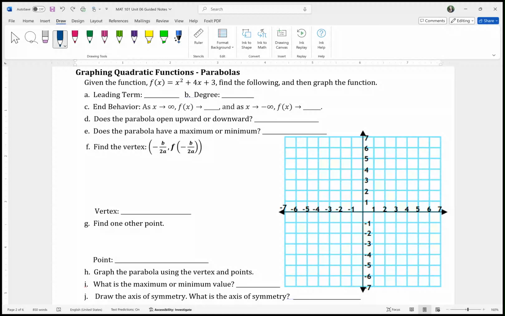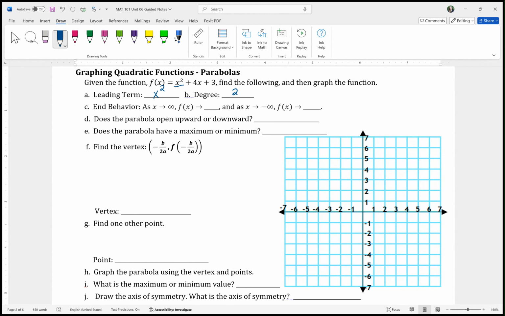Our first part, A, is asking for the leading term. Remember, the leading term is the term with the highest exponent. In this case, that's going to be that x squared. So our leading term is x squared. From that, we get our degree, which is that highest exponent. In this case, that would be 2.